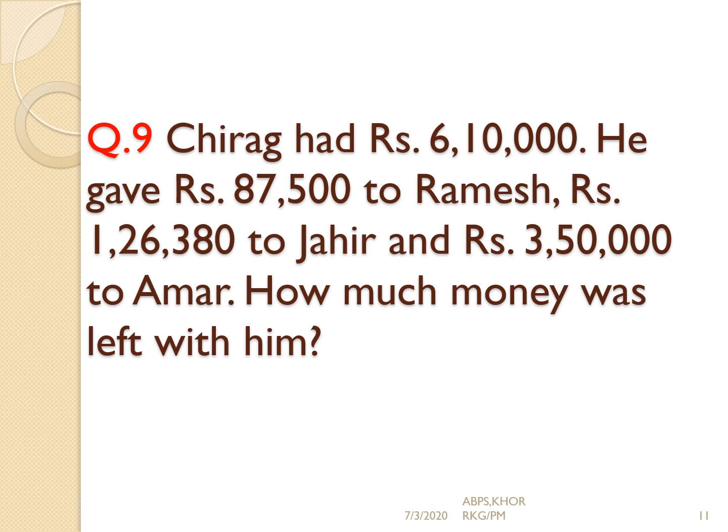What do you have to do? The money given by Chirag, first you have to find out. It means the total of 87,500, then 1,26,380 and 3,50,000. It means the total amount of money Chirag had given. Then you have to subtract it from the money Chirag had earlier. It means rupees 6,10,000 minus the sum whatever you have worked out. Then you will get the money left with him.